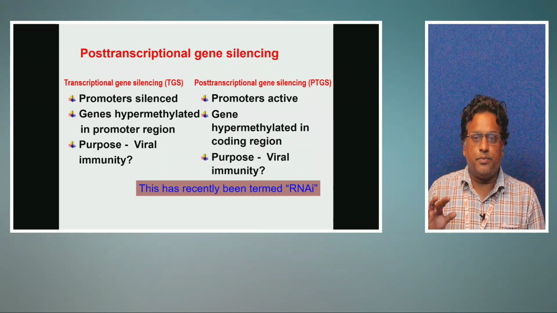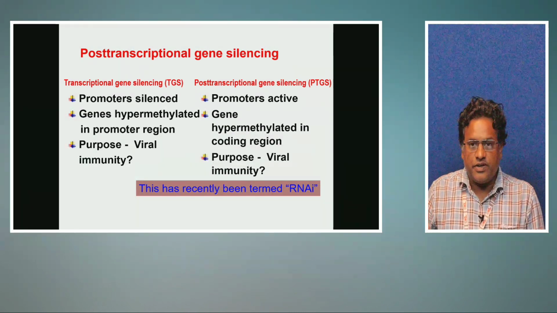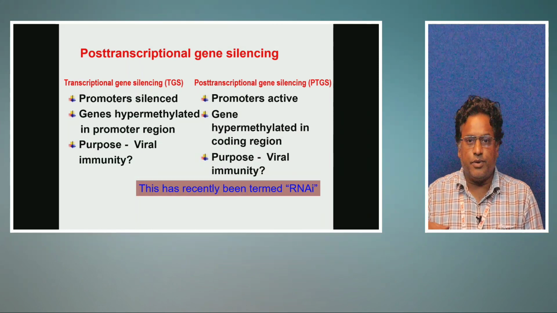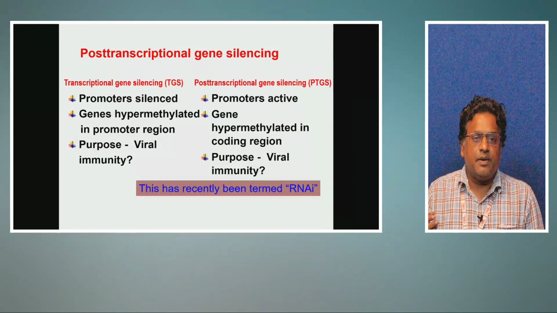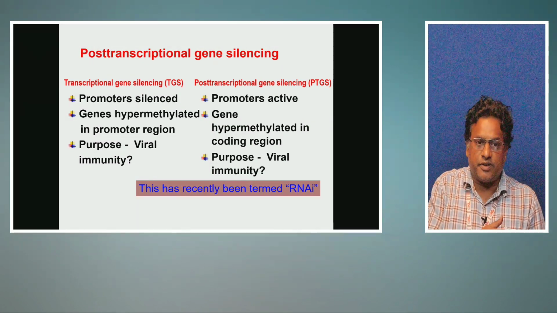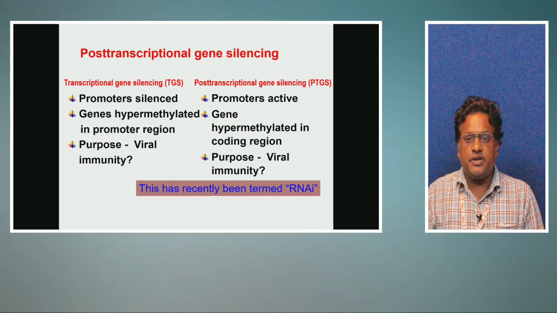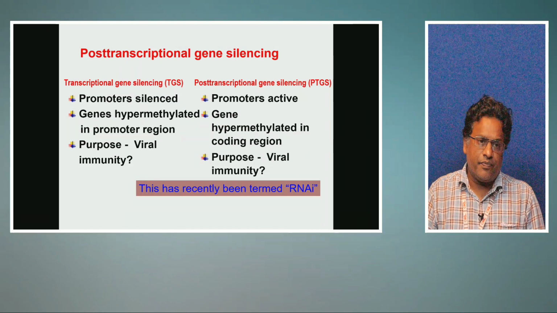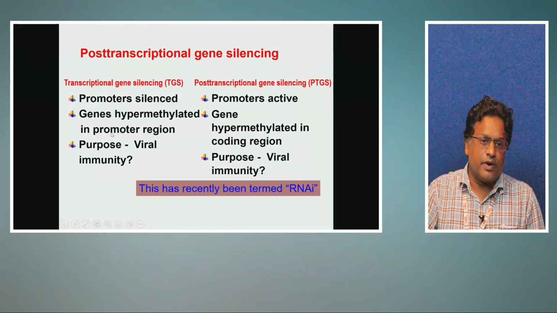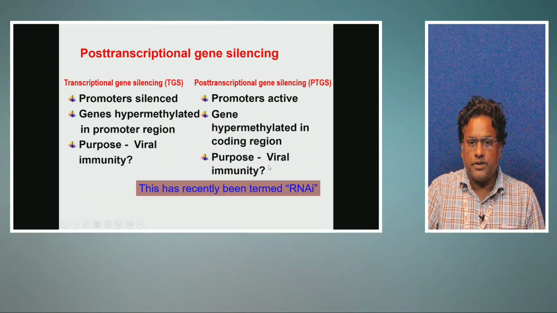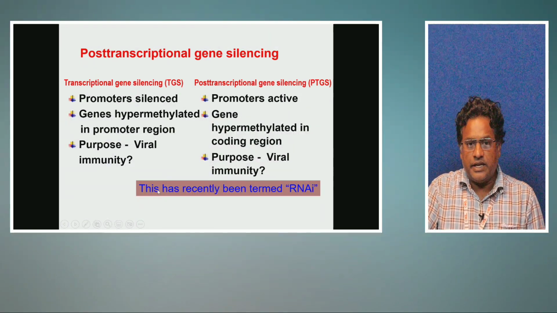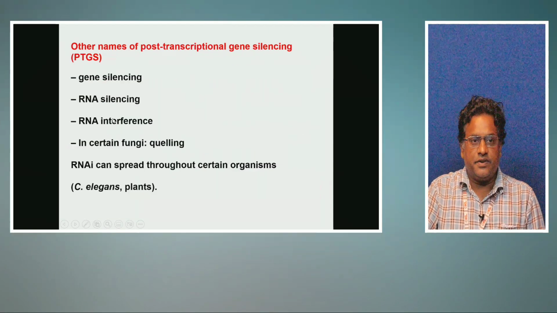In transcriptional gene silencing, promoters are active, and genes are hypermethylated in the promoter region. Here in PTGS you have hypermethylation in the coding region. So what is the purpose? You generally find it in viral immunity, and we still don't know the full important function, and that's the reason you call it RNA interference.